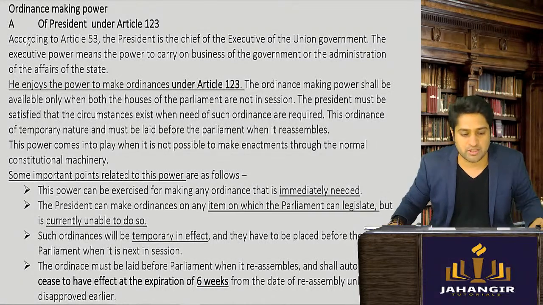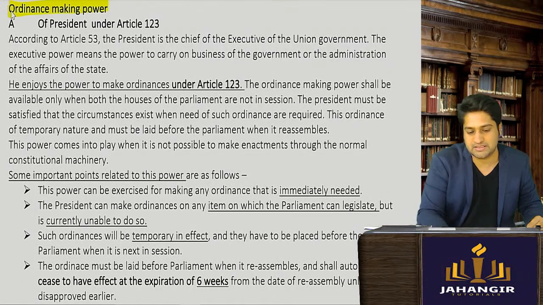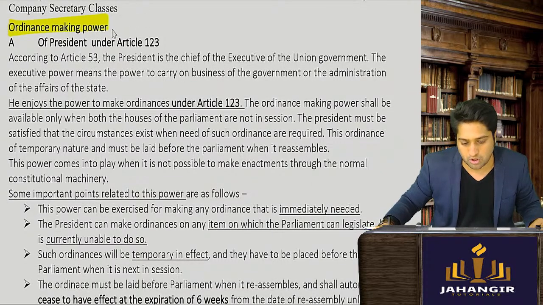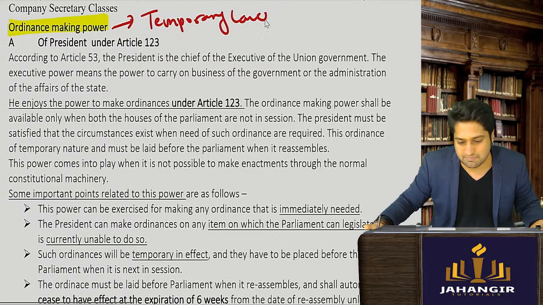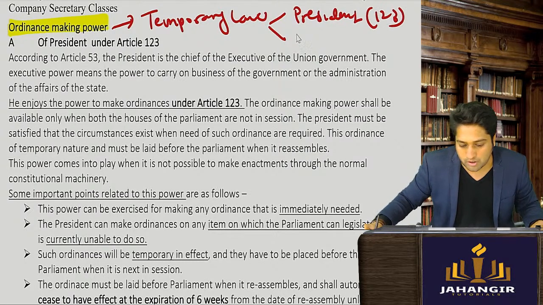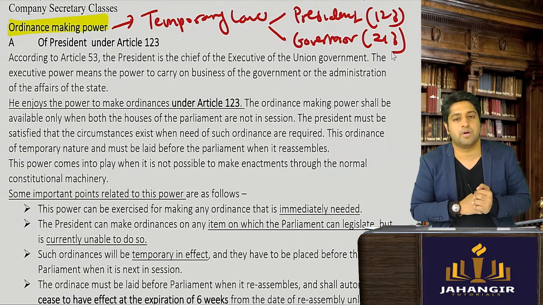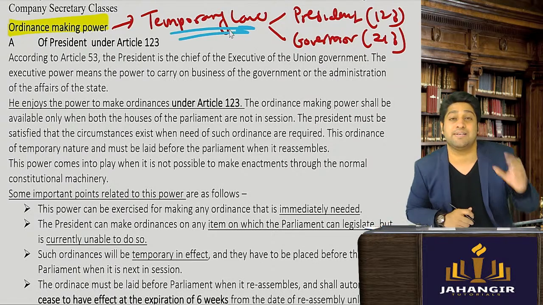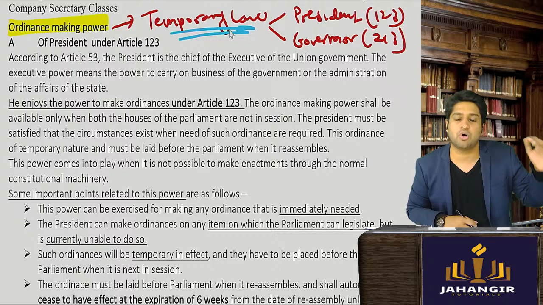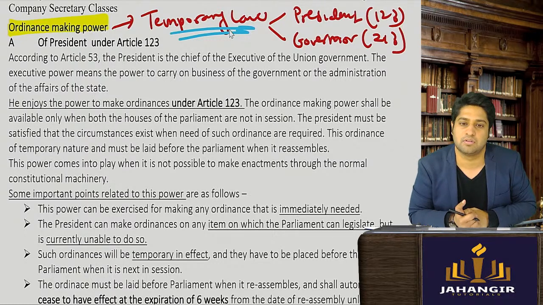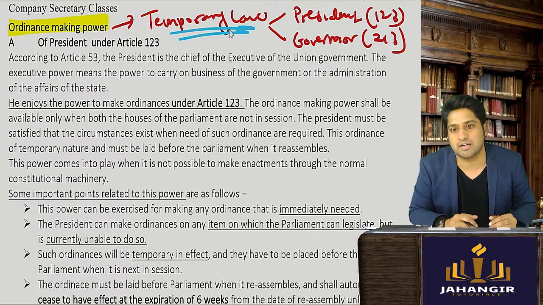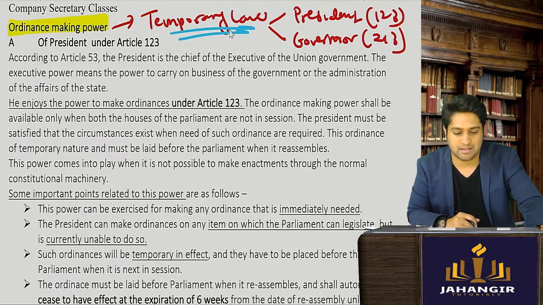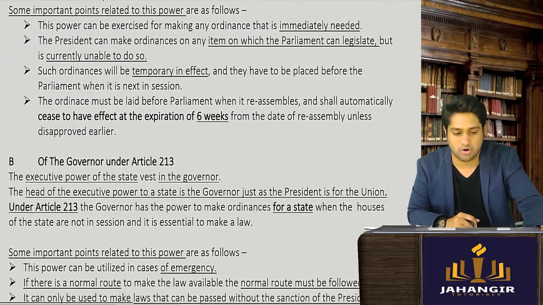Now we come to the ordinance making power. Ordinance means a temporary law. This can be passed by the President of India under Article 123, or by the Governor under Article 213. When there is an emergency and the Parliament is not in session, so we can't go to the Parliament, at that time the President and Governor can pass a temporary law, and that will become valid. This is called an ordinance.